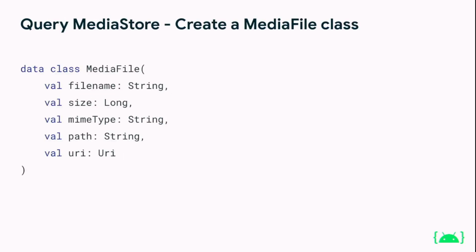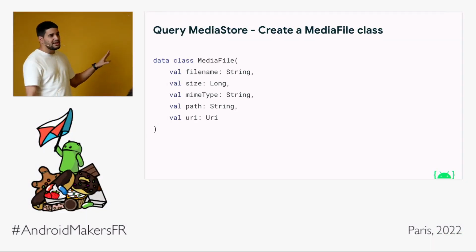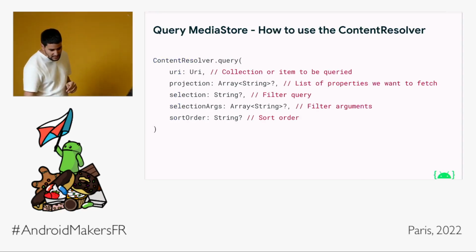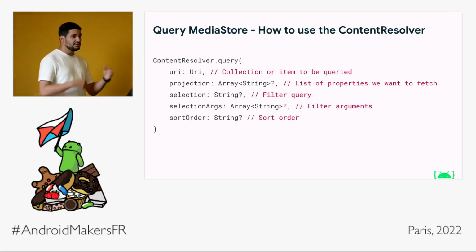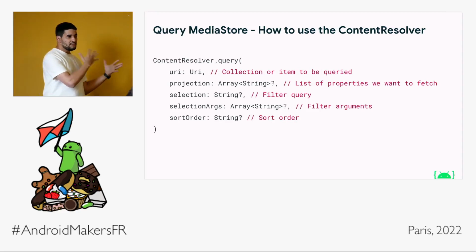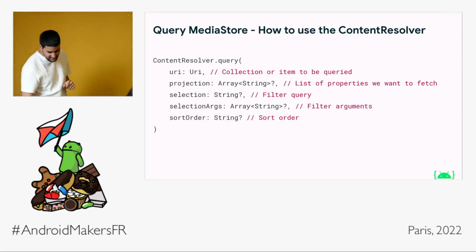So let's have a look at how it looks for an application to be able to make a query. Let's imagine we just have a media file class where you just have the URI, the path, file name, size, etc. We have to use the content resolver to be able to interact with MediaStore because it's a content provider. So here, what we have to do is we say, I want this type of information, I want to filter in that way, and I want to sort in that way. This is how you use content resolver. You may have used it with a contact resolver, with a calendar provider. So it's a common API. I just wanted to quickly highlight that for you.